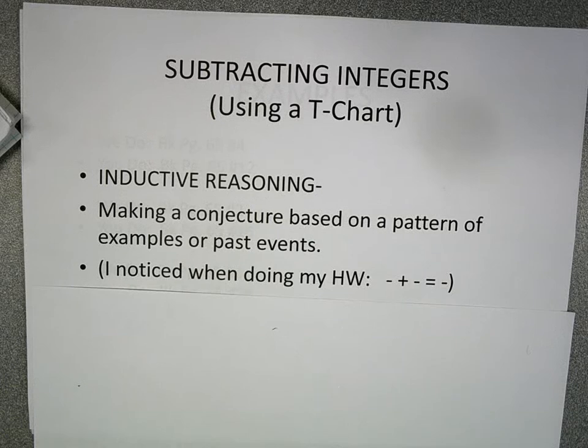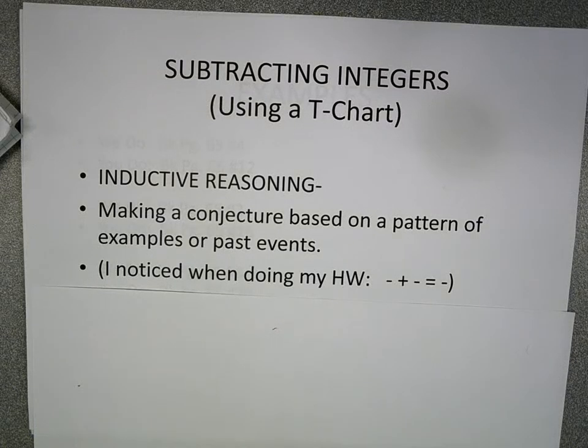Okay, I noticed when doing my homework, when you're adding two negatives, your answer is going to be negative. So it's something like that. It's patterns in your work that are consistent, that you can use to create consistent true rules or properties. So that's kind of what you need to start doing whenever you're using your t-charts.